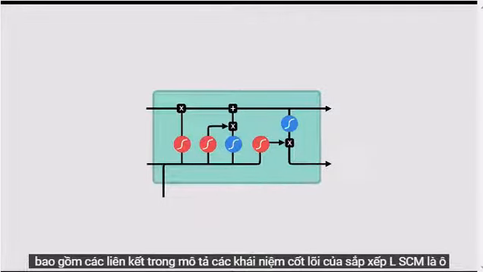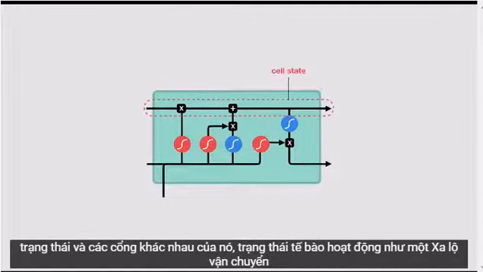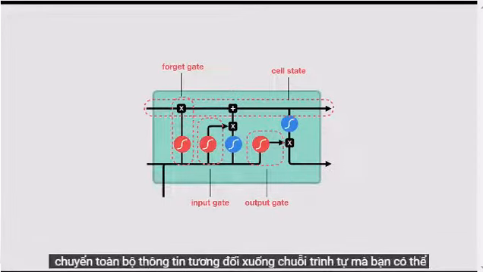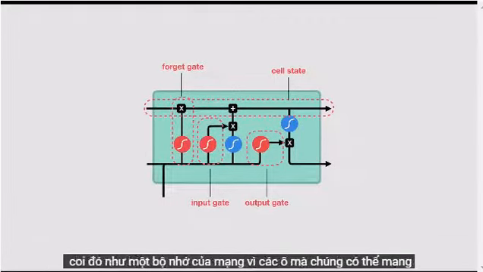The core concepts of LSTMs are the cell states and its various gates. The cell state acts as a transport highway that transfers relative information all the way down the sequence chain. You can think of it as a memory of the network.